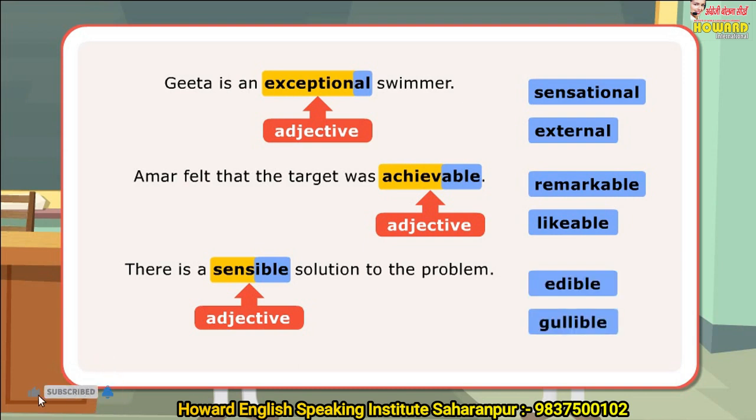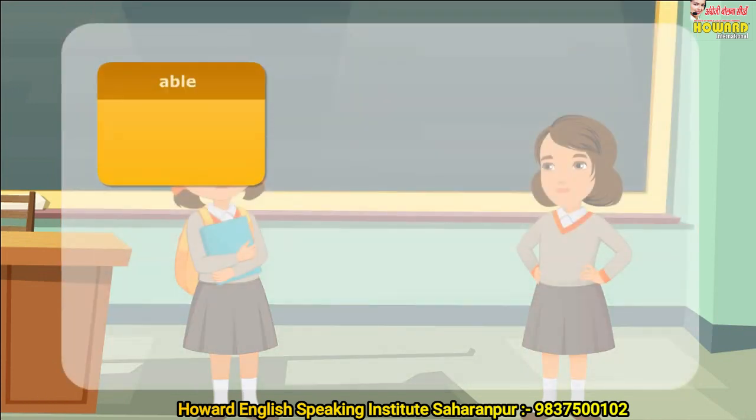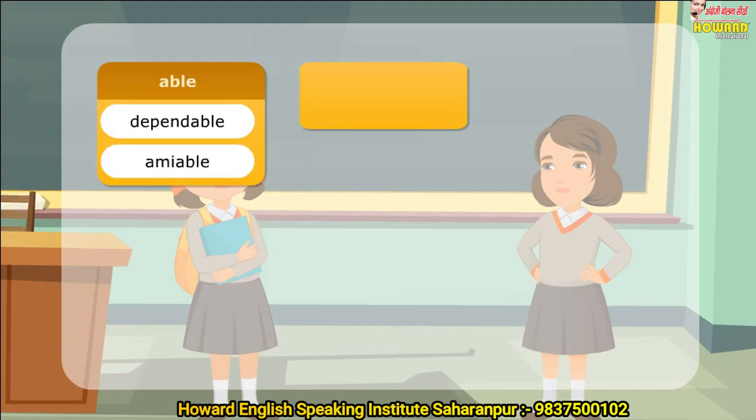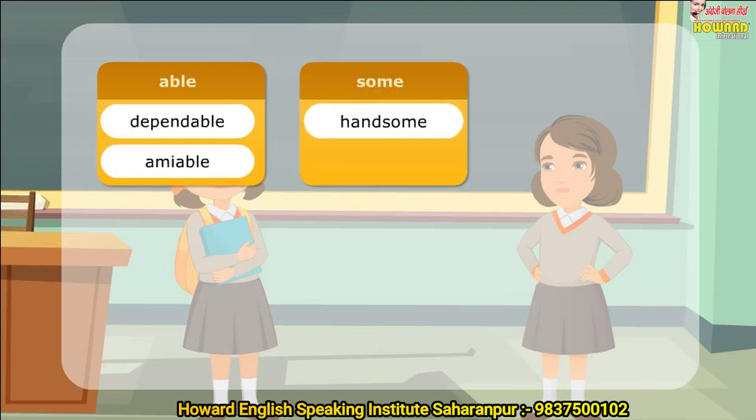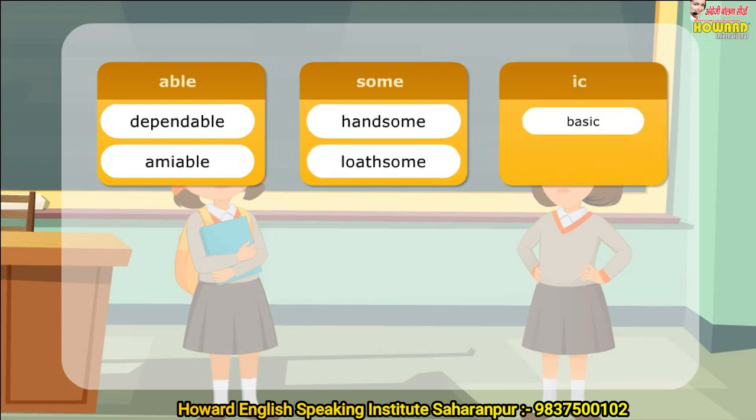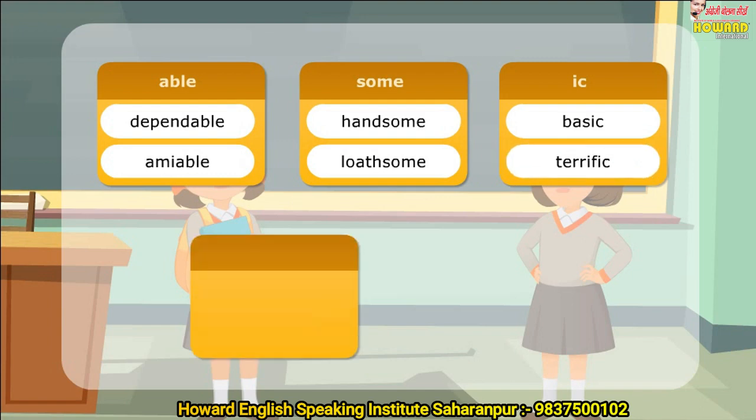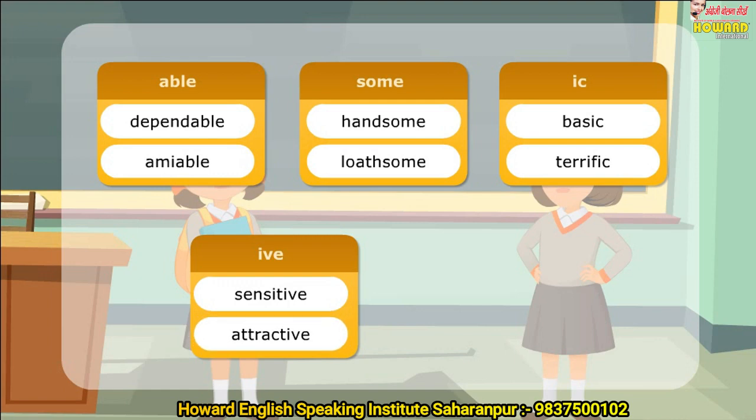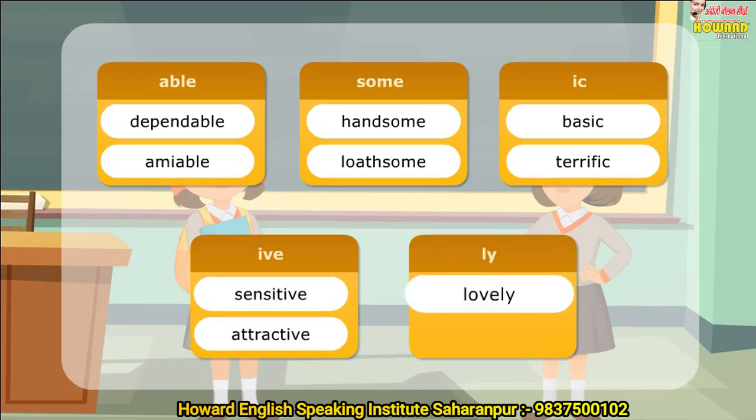Here is a list of some similar adjective endings. Able: dependable, amiable. Some: handsome, loathsome. Ic: basic, terrific. Ive: sensitive, attractive. Ly: lovely, friendly.